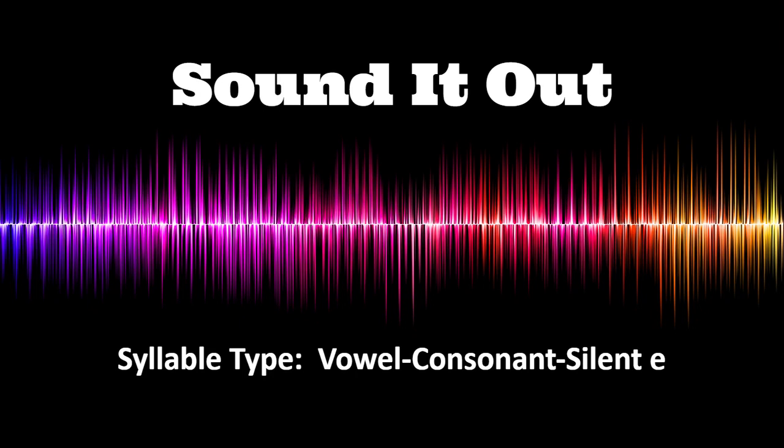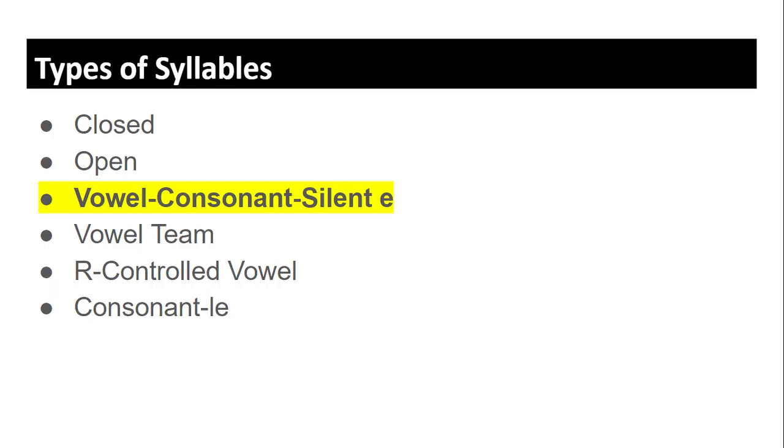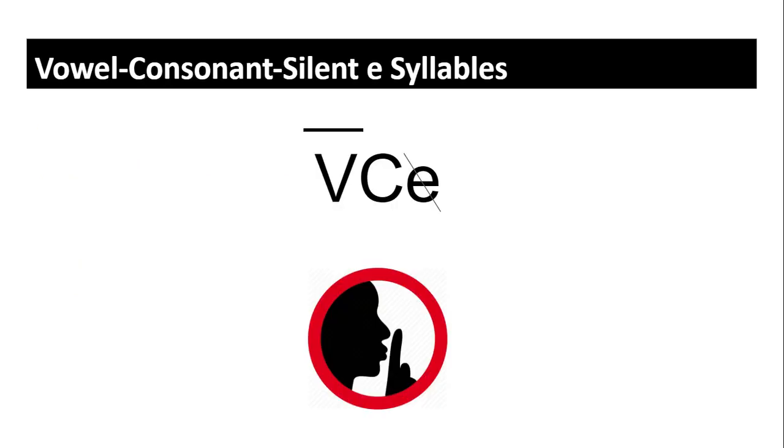Molly Carter. In this edition of Sound It Out, we'll be exploring what happens in the vowel consonant silent E syllable pattern. This is one of 6 syllable types. The syllable types help us pronounce the vowels, which helps us read words. So in this pattern, we typically see a single vowel followed by a single consonant and then an E.